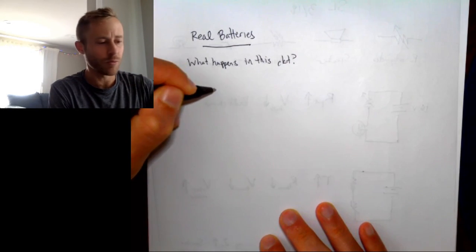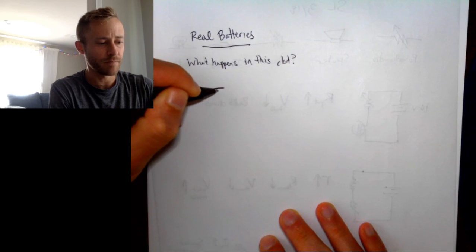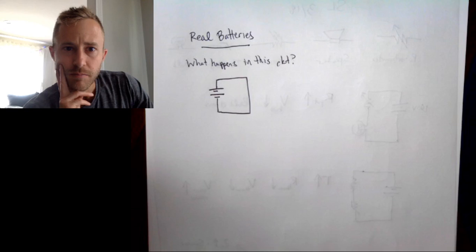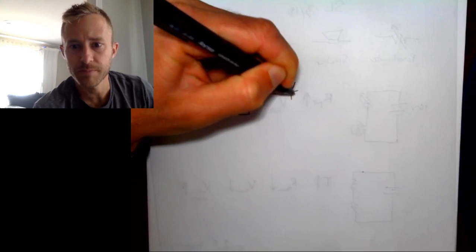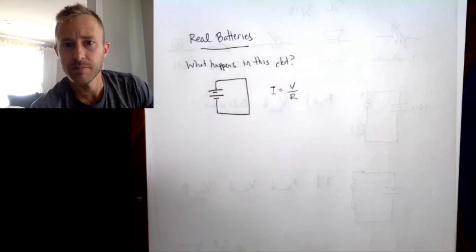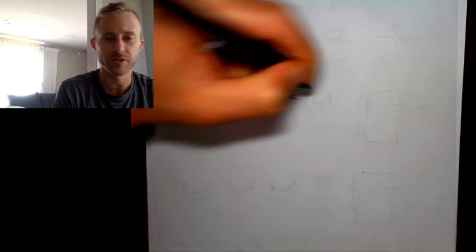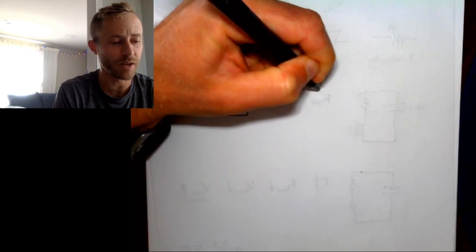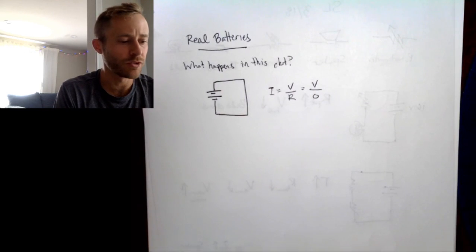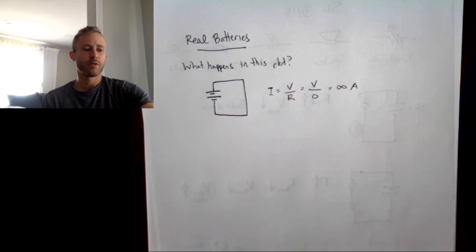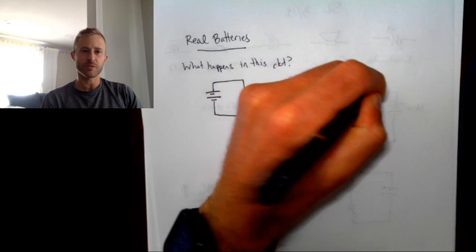So you have a circuit with a battery and nothing. So you might say, well, current is volts divided by resistance. Okay. So you might say, well, the resistance is 0, so you have V divided by 0, which is equal to infinity amps. So I'll put exclamation points there because that's supposed to surprise you.